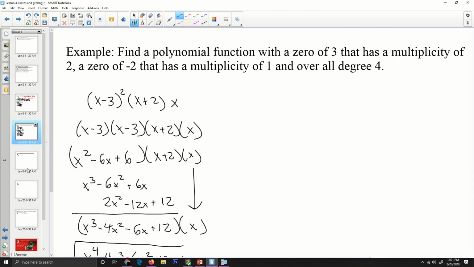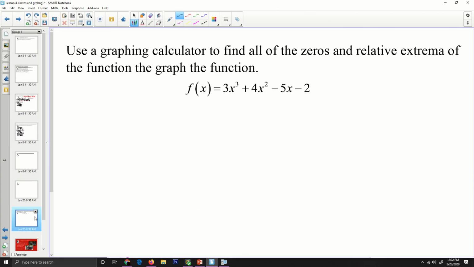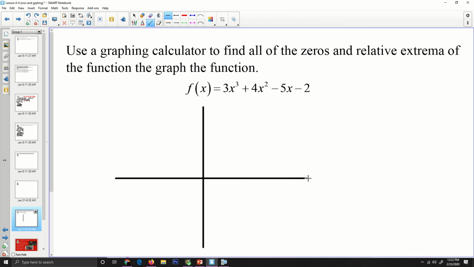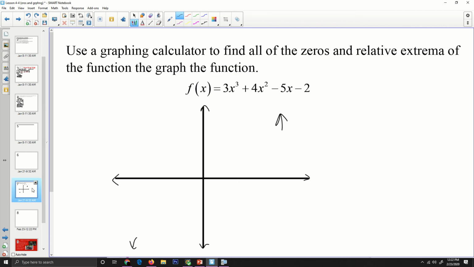Okay, let's see here. That's a blank. Use the graphing calculator to find all the zeros and the relative extrema of the function and graph the function. So we're going to graph this function and we're going to label all of the values that it asks for. And so before I do any work, I already know some things about this particular function, because it's a third degree polynomial and it's got a positive leading coefficient, it's going to go down to the left and up to the right. Now, I'm not going to draw those in right now, but I do already know that without having to do any additional work.